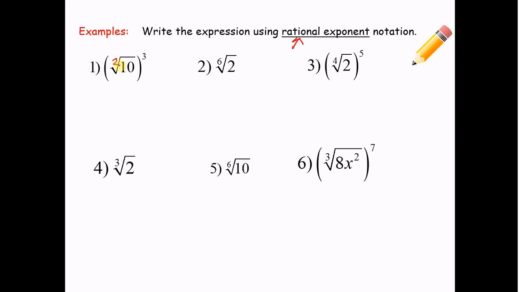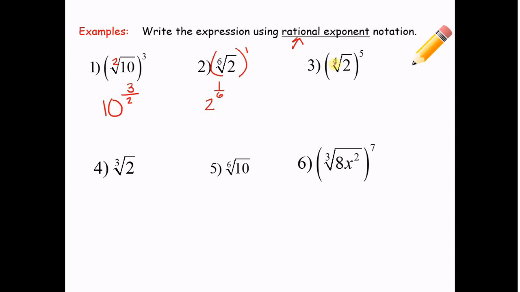So let's convert this. Our base, our radicand becomes our base. And then we're going to take the index. Remember, he was our denominator. So our denominator is going to be 2. This is our numerator. So 10 to the 3/2. This one, it's just to the 1st power. We just didn't write it out there. So we're going to have 2 to the 1/6.